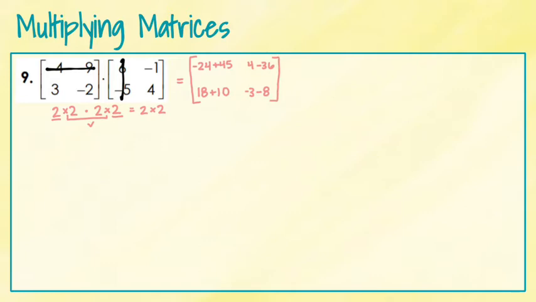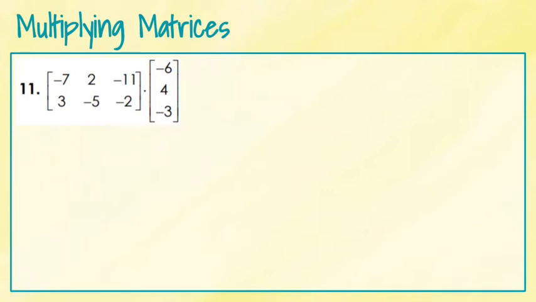So then we just have to simplify what we've got here. Negative 24 plus 45 is going to give us 21. 18 plus 10 is 28. 4 minus 36 is negative 32. And negative 3 minus 8 is negative 11. So there is our answer for this problem.